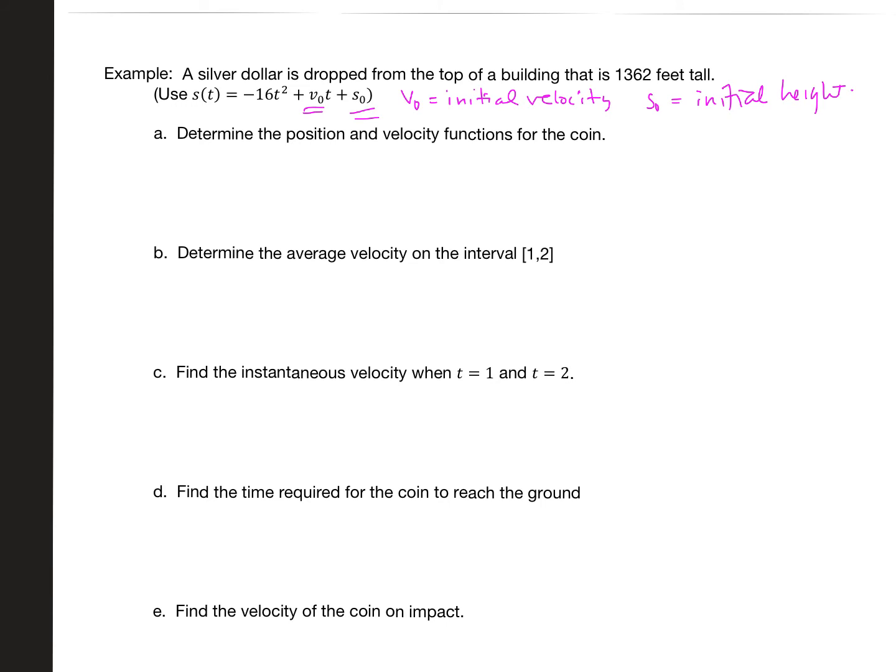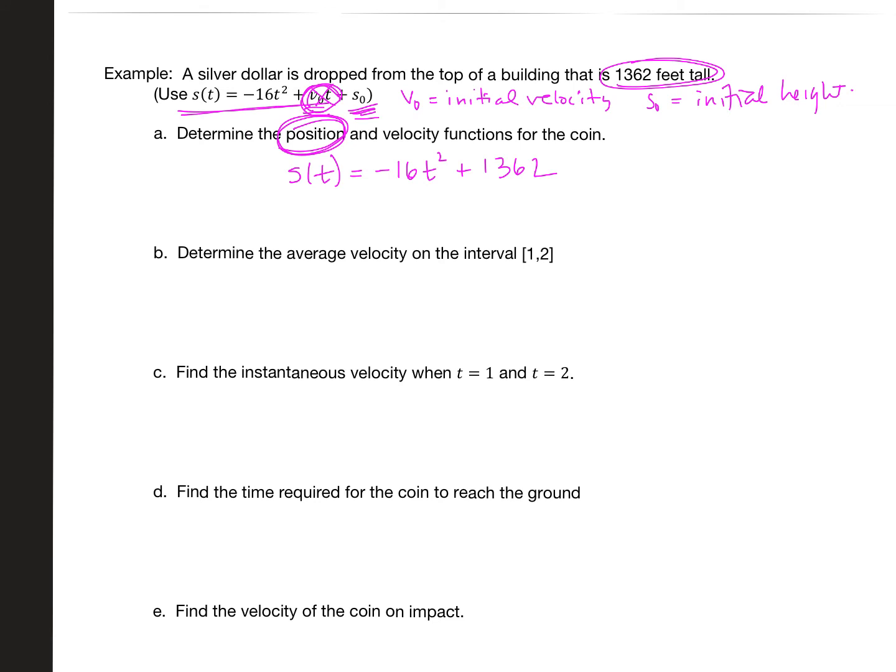Now, the good thing about this particular example is that the initial velocity is going to be 0 because it's just being dropped from the top of the building. If it was being thrown down from the top of the building, you would have an initial velocity. So the position function is going to be this one that you're seeing up here, but with some numbers plugged in. S of t is equal to, let's see, negative 16t squared. The initial velocity is 0, so I don't have this middle term. And then the initial height was given over here, so it's 1362.